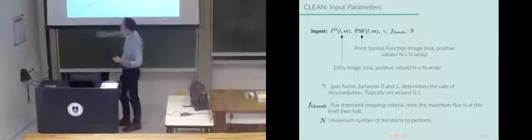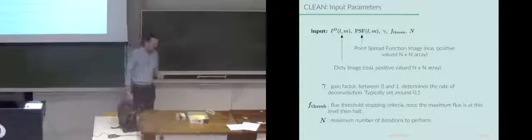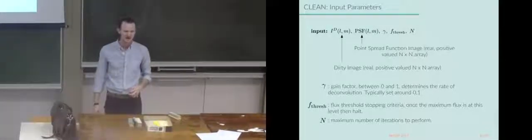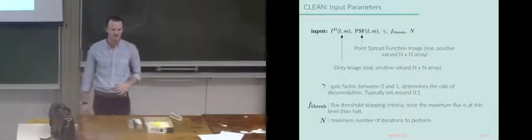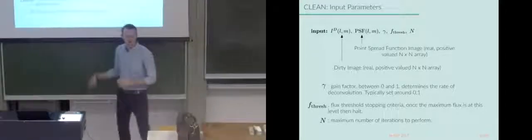The maximum number of iterations, how you decide that, usually comes about after you've spent a bit of time trying to deconvolve some image, and you have a feel for how many iterations it should take. So this one's something you don't set until later.